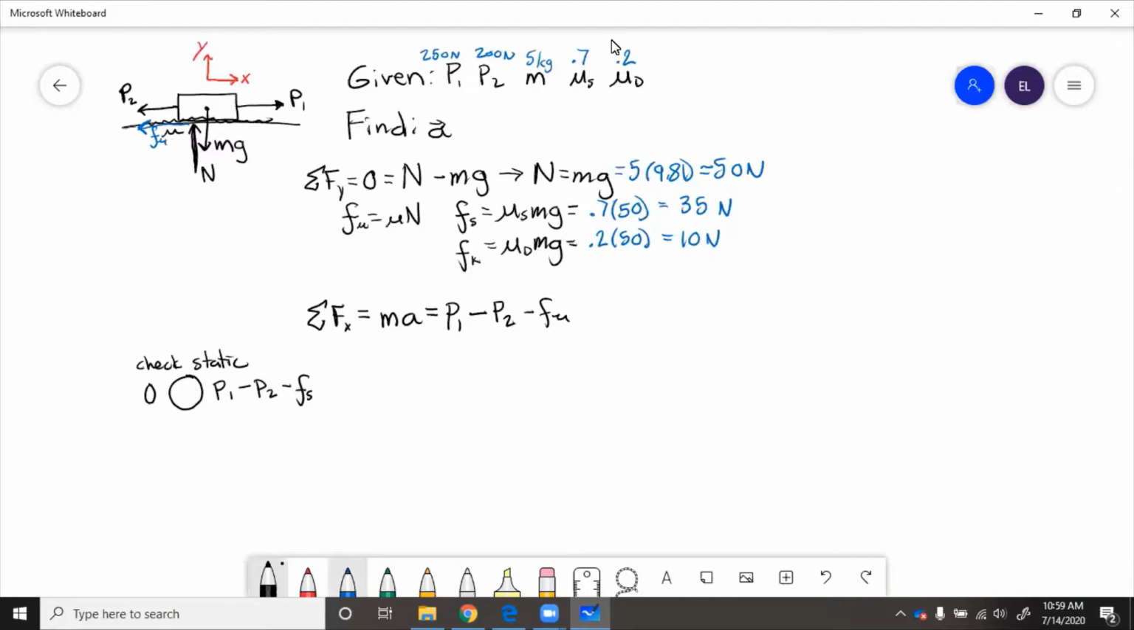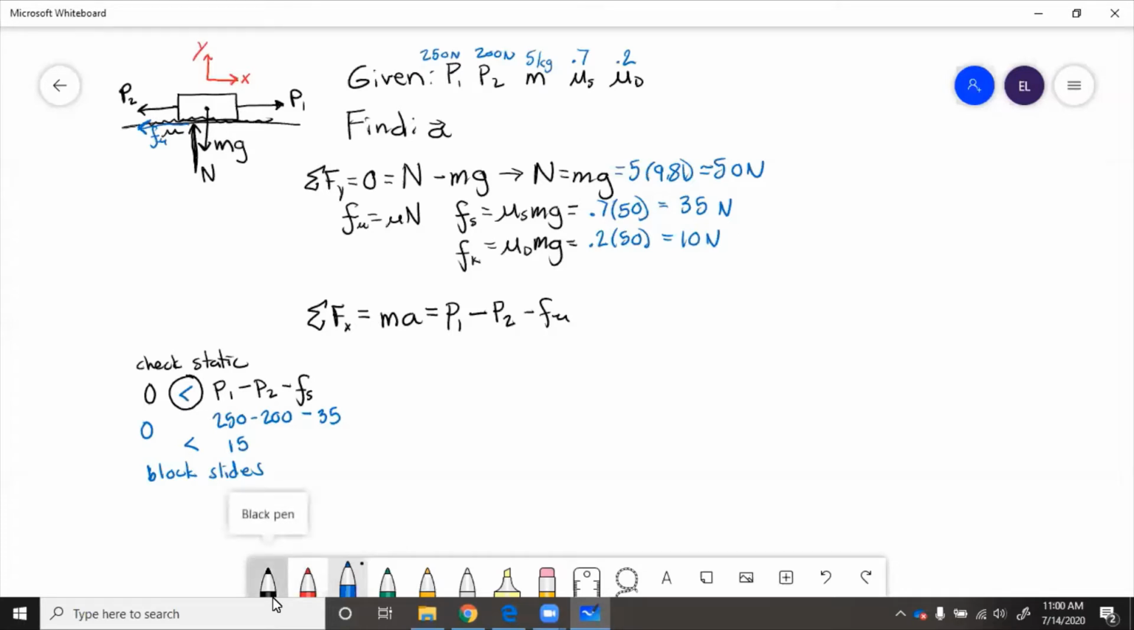So here on this side we have 0, and on this side we have 250 minus 200 minus 35. So this is 15 newtons. Well, 15 is greater than 0, so the block slides, because the pulling force is great enough to overcome the friction force.